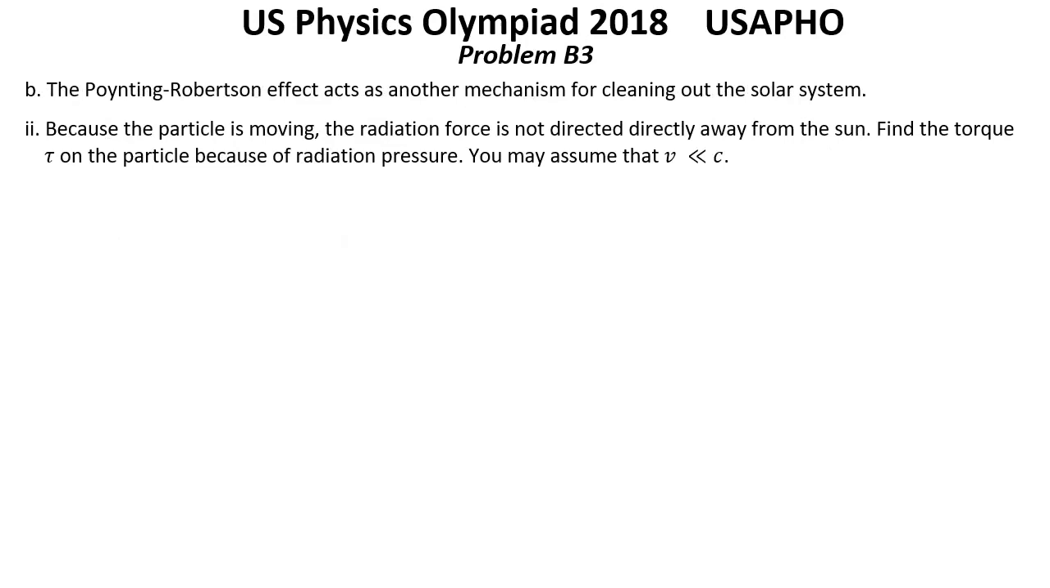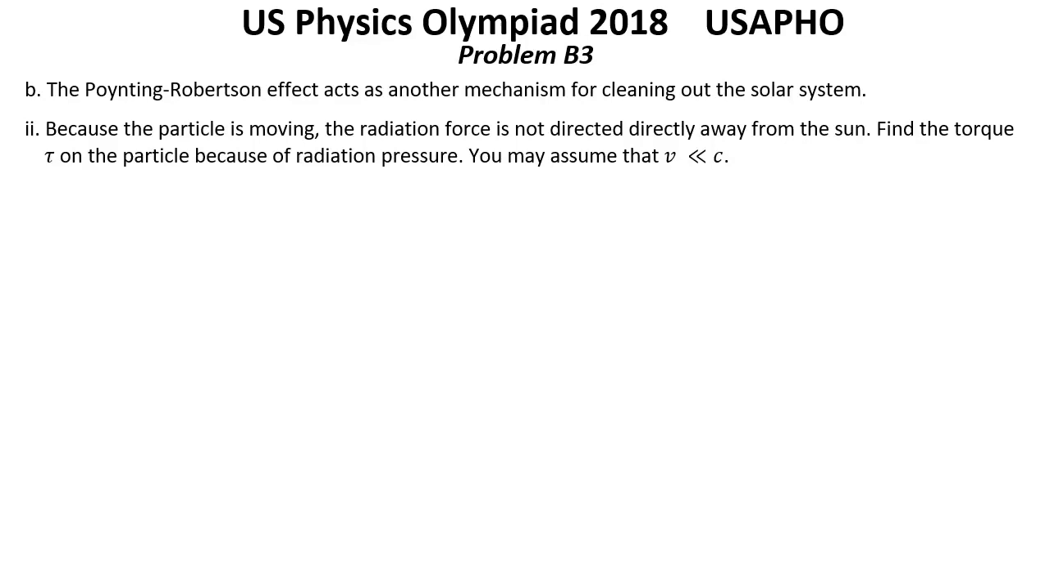Question 2 from part B. Because the particle is moving, the radiation force is not directed directly away from the Sun. Find the torque tau on the particle because of radiation pressure. You may assume that v is much less than the speed of light c. Solution. We work in the reference frame of the particle.